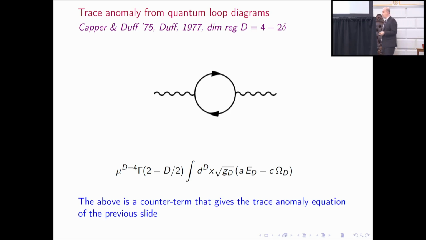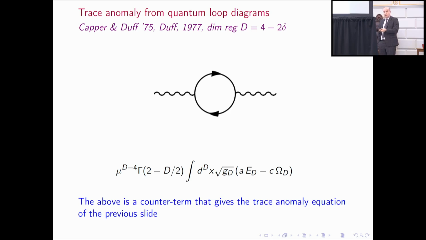What I would emphasize is the coefficient in front of that integral. It's the Euler gamma function, gamma of 2 minus D over 2. So in 4 dimensions, that goes to 0, which means it's a divergent coefficient. Capital D is 4 minus 2 delta, so that will be divergent as 1 over delta. It multiplies the term that appeared in the anomaly equation, a combination of the Euler density and, in 4 dimensions, what reduces to the Weyl squared. So that's the D-dimensional writing.